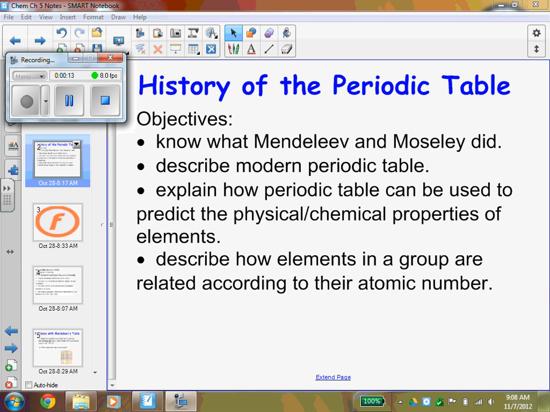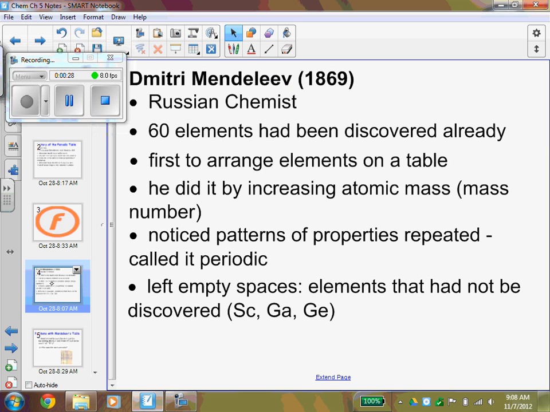Then we're going to describe the modern periodic table, and next we're going to explain how the periodic table can be used to predict the physical or chemical properties of elements. And finally, we're going to describe how elements in a group are related according to their atomic number. Okay, again, this is just quick review.